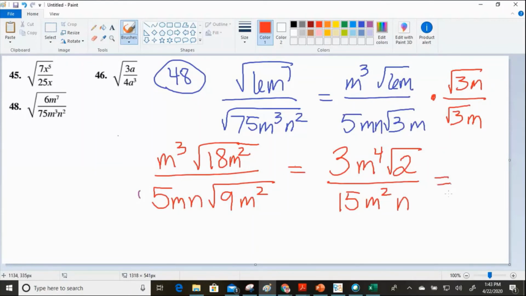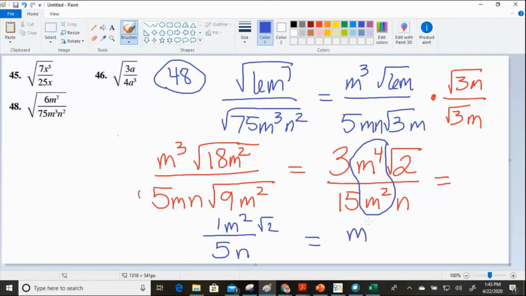Okay, watch your simplification. Simplification can happen again. You cannot touch what's in the radical, but you can touch what's on the outside. So 3 over 5 is 1/5. And then m to the 4th over m squared is m squared. And then I am here. And honestly, you don't even write the 1. So here is your final answer.